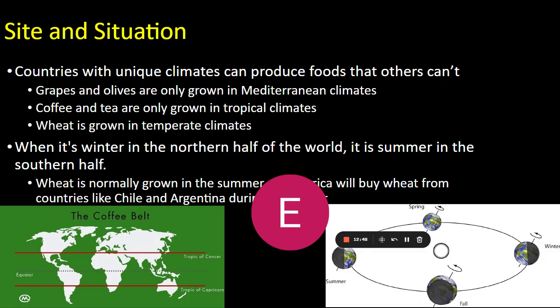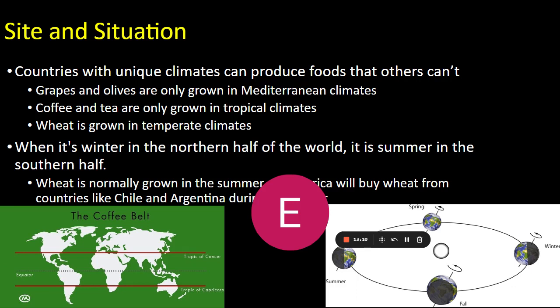Okay, site and situation. We've talked about this a few times throughout the year. To recap what site and situation is: site is the physical place you're located in. Situation is what connects you to other places. Countries with unique climates can produce foods that others can't, like grapes and olives, which are grown in Mediterranean climates. Coffee comes from the tropics. Wheat comes from temperate zones.